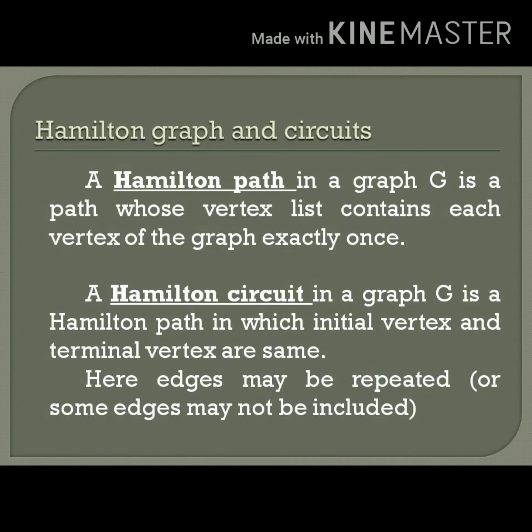A Hamilton circuit in a graph G is a Hamilton path in which the initial vertex and terminal vertex are the same. It means a Hamilton circuit is a circuit which starts and ends at the same vertex. Here some edges may be repeated or some edges may not be included. So this is a Hamilton circuit.